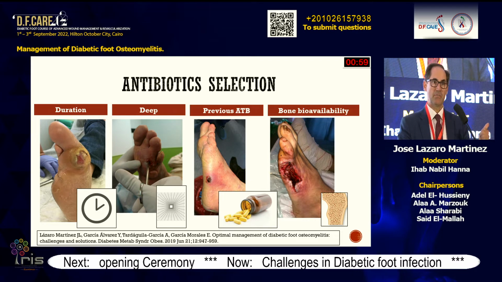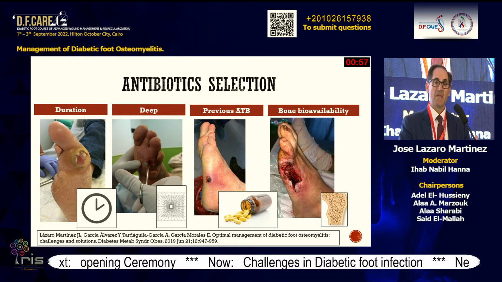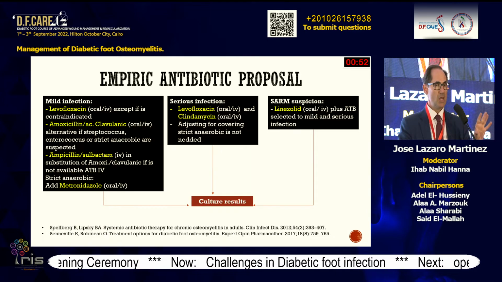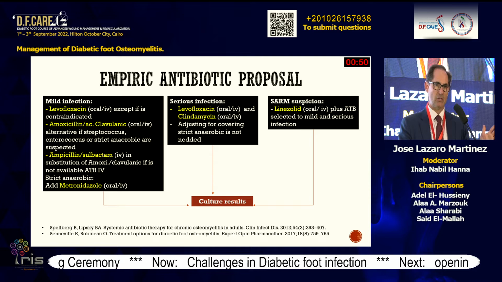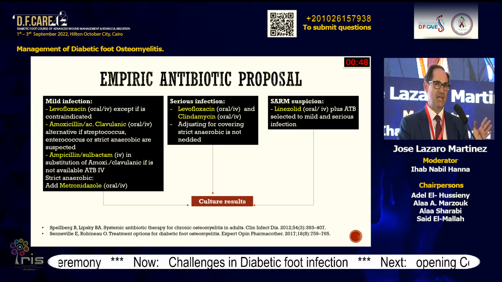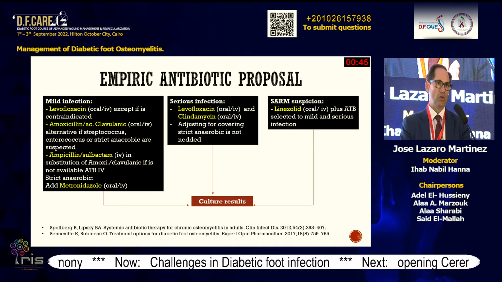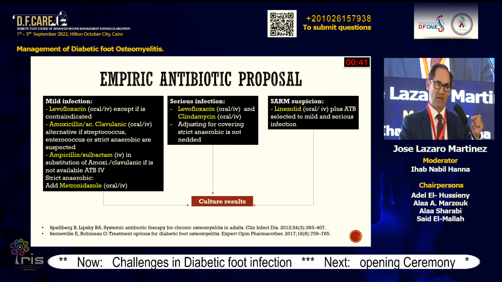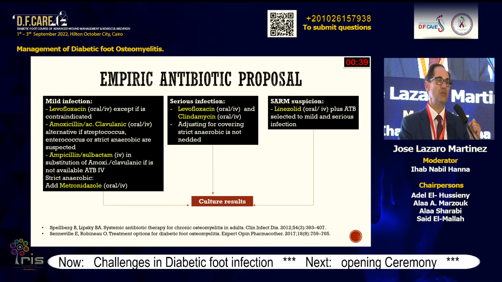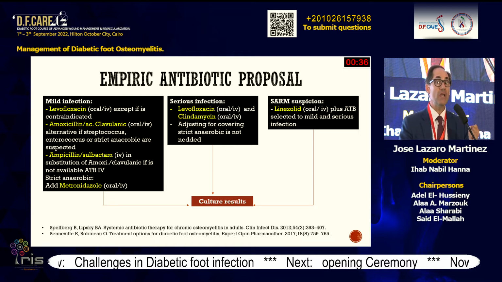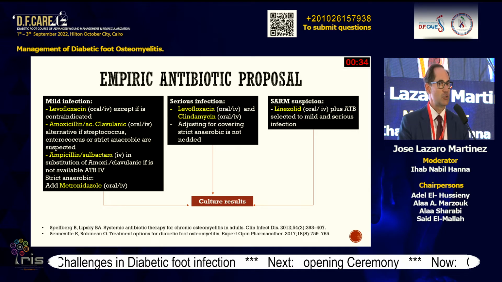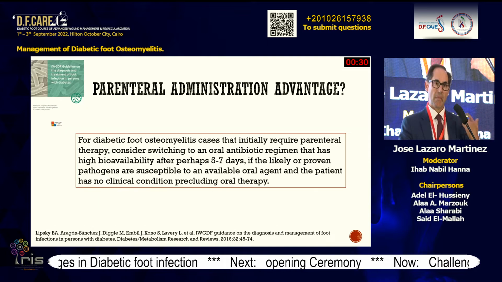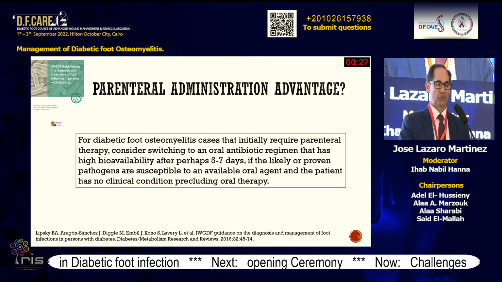Another condition is the duration and the depth of the ulceration. The previous antibiotic that the patient is taking and the bone bioavailability are also important. So in summary, it's not easy. This is a recommendation from the international protocol, but sometimes it's not suitable for all patients. So the recommendation is to take a bone culture. But to take a bone culture, you have to perform surgery, and if you are only a medical doctor, sometimes it's not possible to perform a bone culture. So this is another barrier for antibiotic treatment.